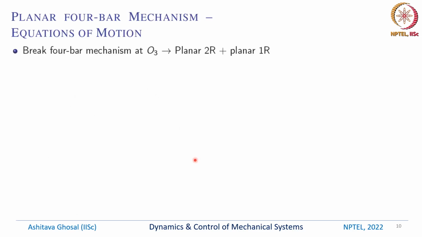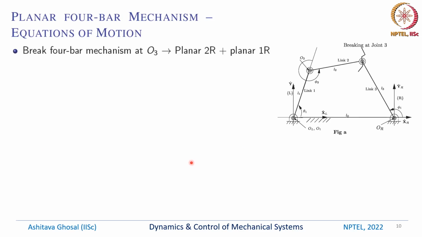So to derive the equations of motion, we break this 4-bar mechanism at O3. Once you break it, you will have a 2R serial chain and a 1R chain. Very simple. We have done this earlier also when we looked at the kinematics of a 4-bar mechanism. So the equations of motion can be very simply derived for this 2R chain and this 1R chain.